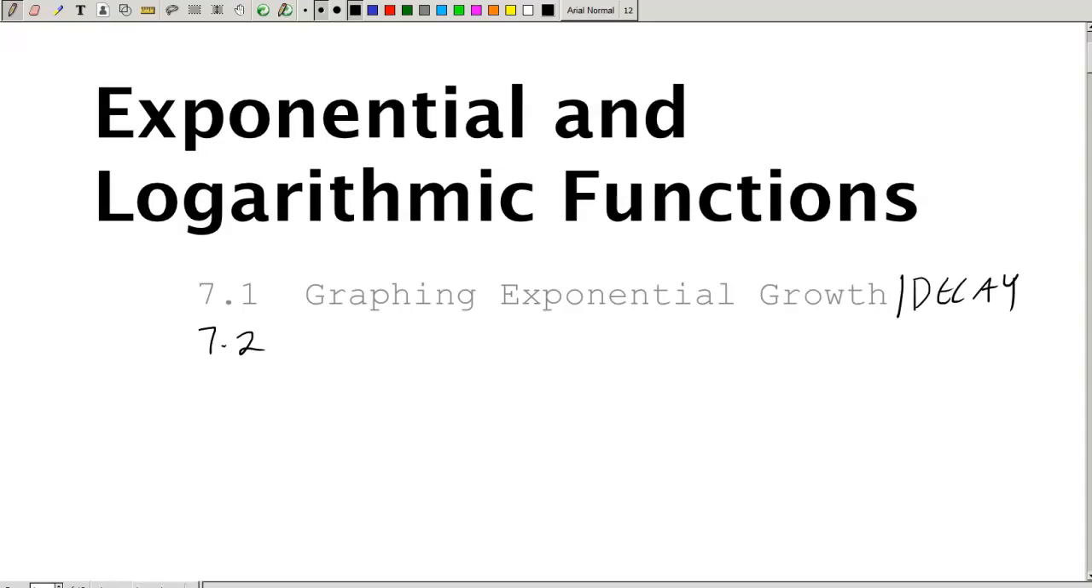We are going to be starting a new unit today, and that is Chapter 7, which is on exponential and logarithmic functions. Today we're focused on the first two sections, which is going to be how do we understand and graph exponential growth and decay functions and models. To start that off, I want to look at a quick website to model exponential growth.